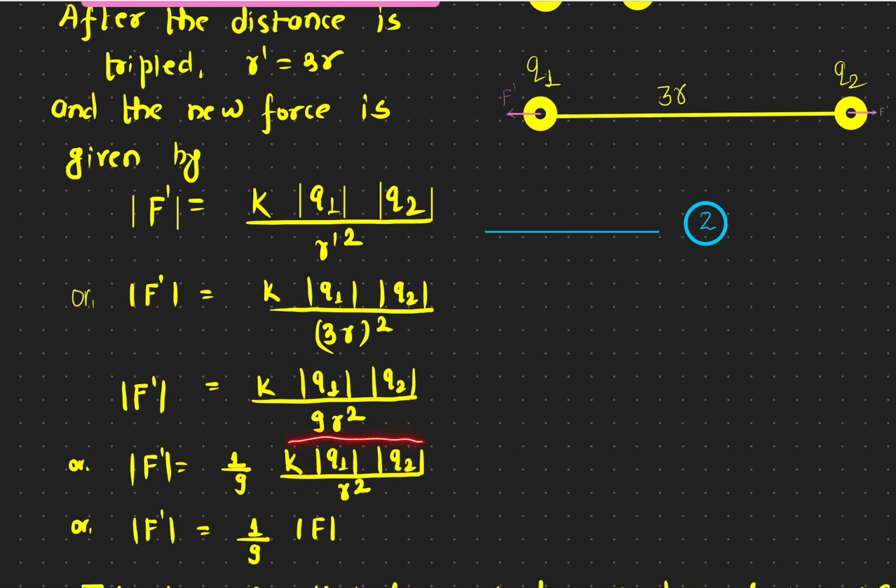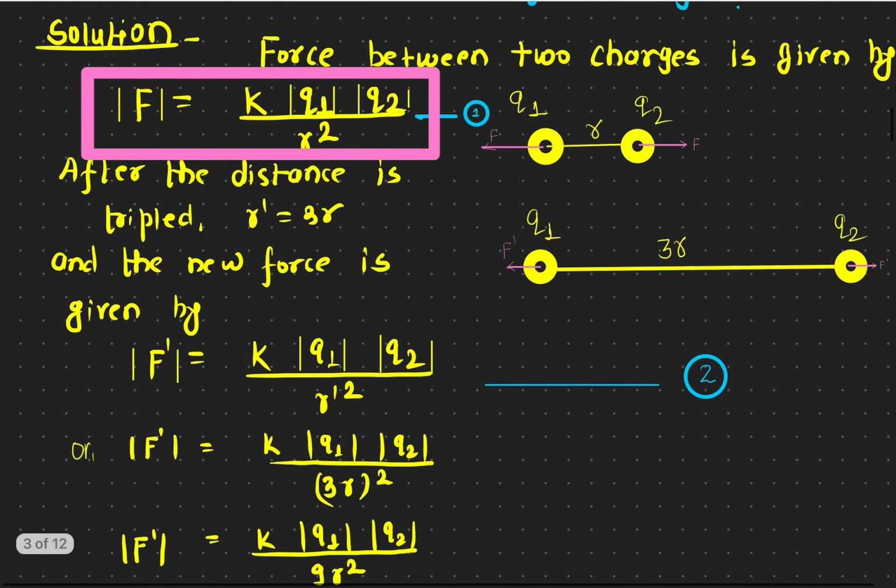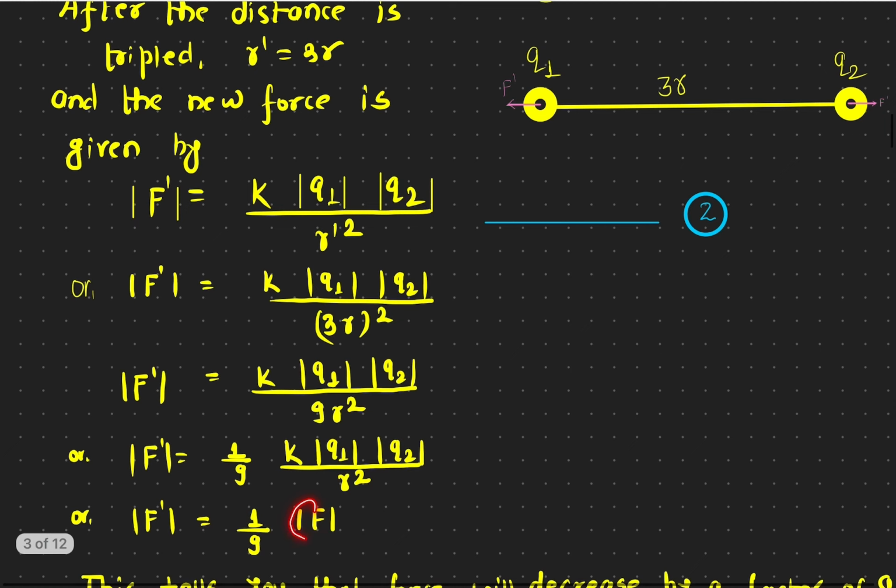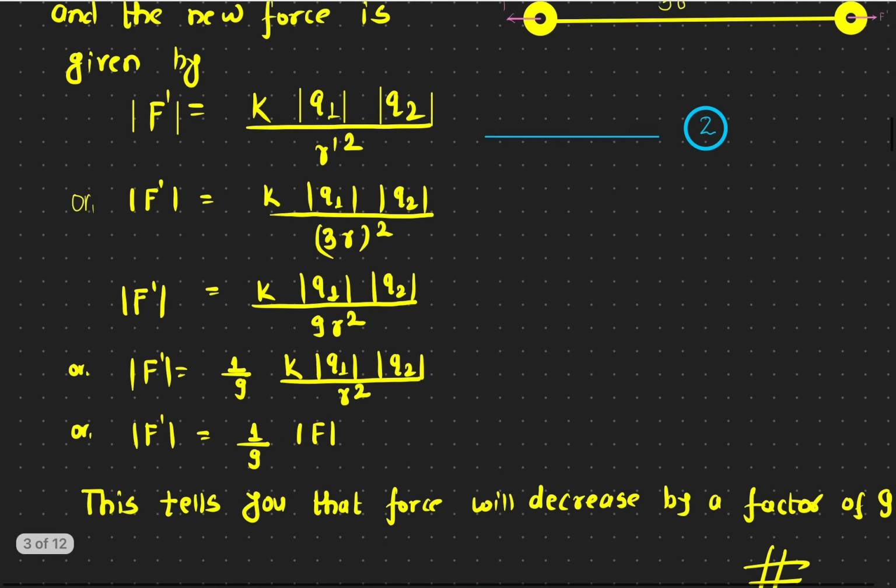And this entire term here is exactly the force between the two charges when they are separated by a distance r. You can see here, K, Q1 times Q2 divided by r squared is the force. That's what the force is. So F prime, the new force, will be 1 over 9 of the original force. So that means the force between the two charges has been reduced by a factor of 9.